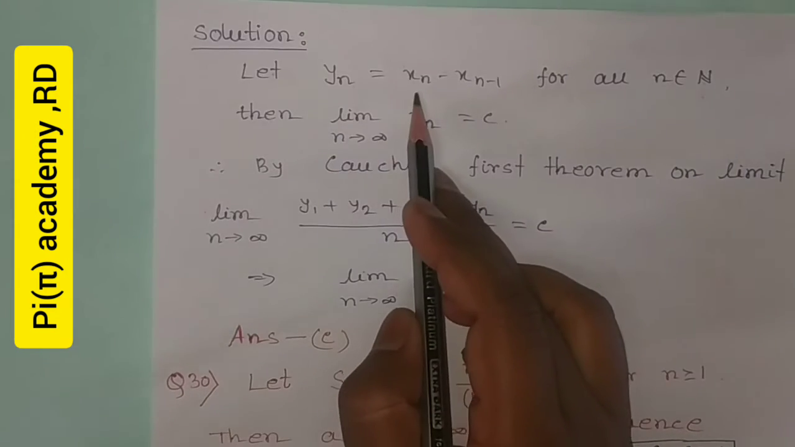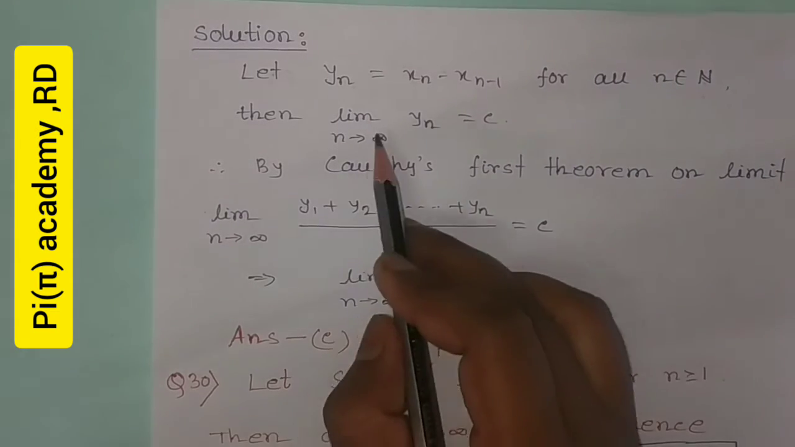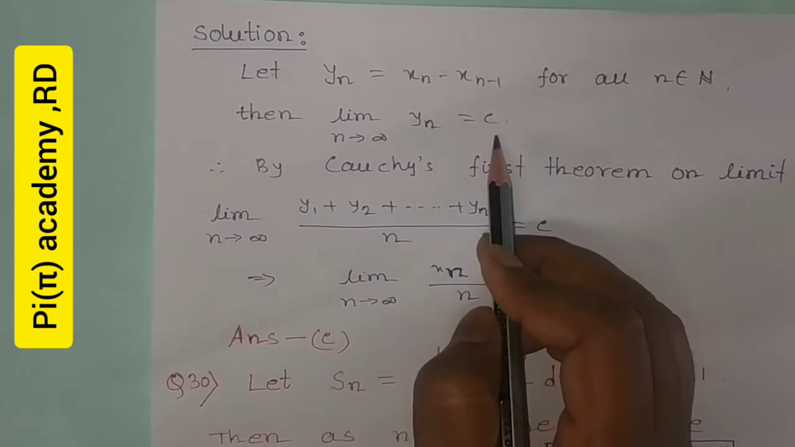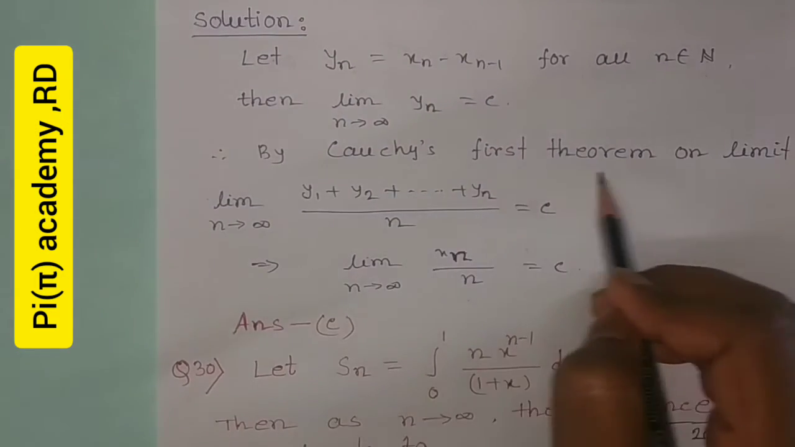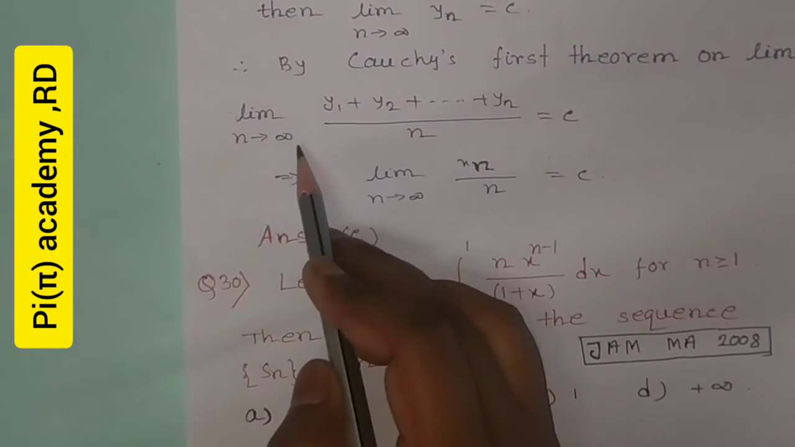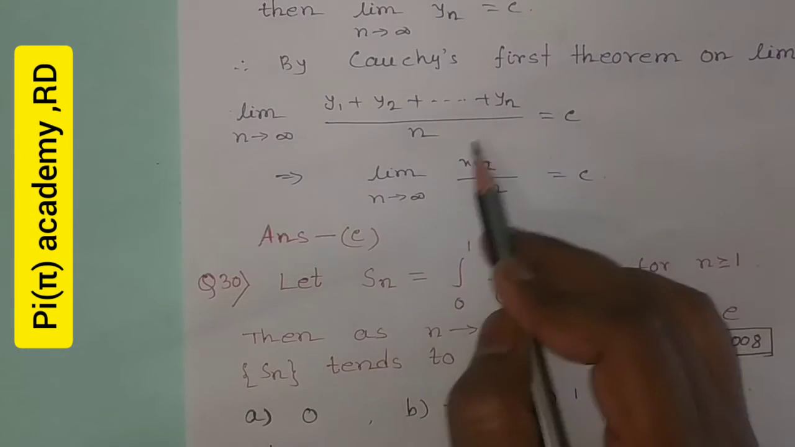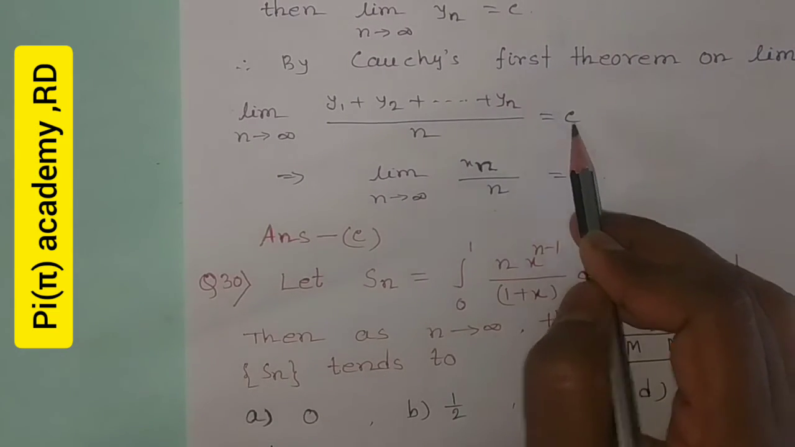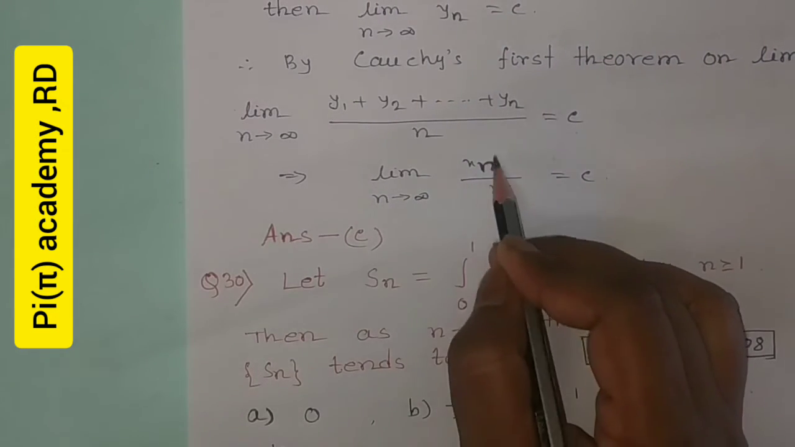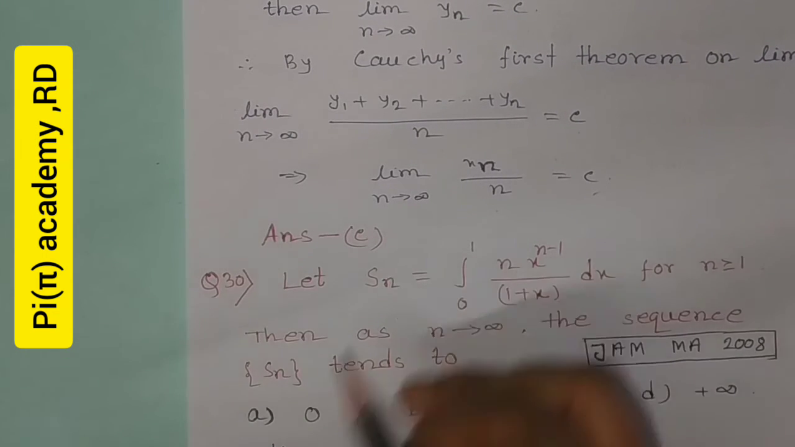Let yn equal xn minus xn minus 1 for all n belonging to N, and since it is given that the limit of this, that is yn, equals c, therefore by Cauchy's first theorem on limits we can write that the limit as n tends to infinity of y1 plus y2 plus dot dot dot plus yn divided by n is also c, and this is equal to xn. Therefore, the limit as n tends to infinity of xn by n equals c. Hence, our option C is true.